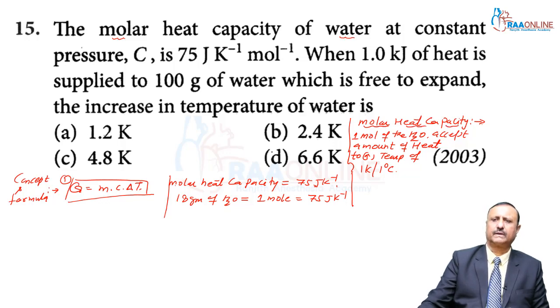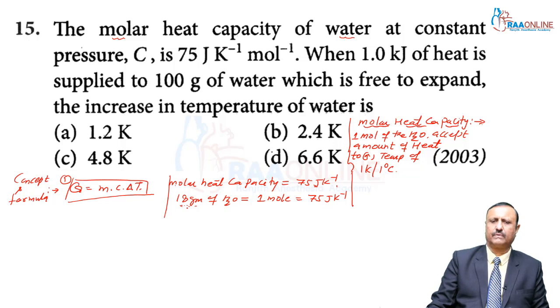Now, 1 mole of water has the molecular weight of 18 gram. So 18 gram of water equals 1 mole, and the molar heat capacity of water is given in the numerical as 75 joule per Kelvin.